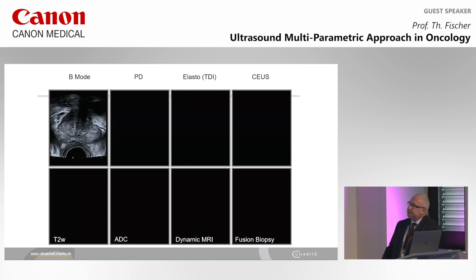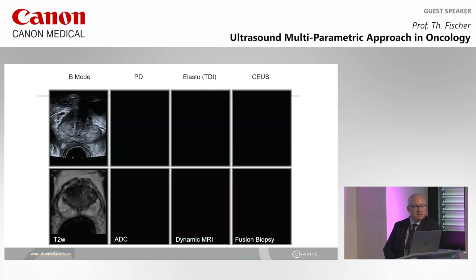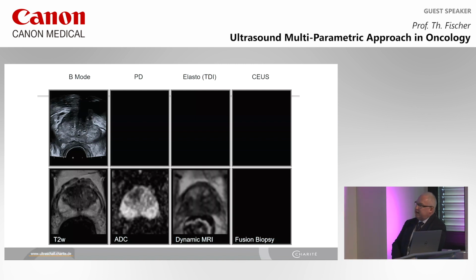Okay, next step. Everything now is clear, nice B-mode, but where's the tumor? What should we do? We should do an MR first. T2 weighted imaging. Everything is clear? No, not. MR is also a multi-parametric approach. So they use diffusion imaging or dynamic MR. And is ultrasound worse? What can we do?